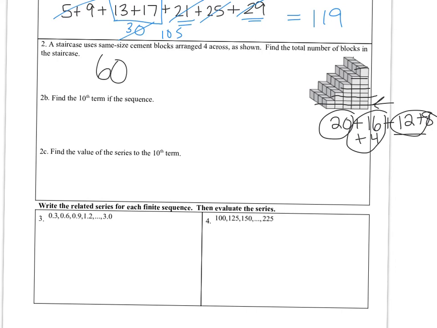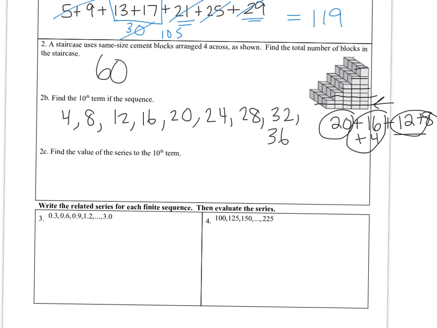Now, find the 10th term of the sequence. I could just find the 10th term by keeping my pattern going the other way: 4, 8, 12, 16, 20. It's not too much to do 10. I could also use the arithmetic sequence explicit formula, but I'm just going to keep going. So 24, 28, 32, 36, and counting 2, 3, 4, 5, 6, 7, 8, 9, 10, the 10th term is 40.